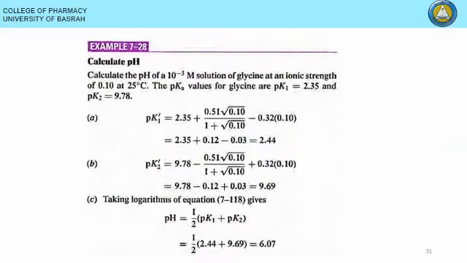And here we have another example for the effect of ionic strength on the amino acid glycine. Glycine is one type of amino acid that has two pKa values, one for the acid part and the other for the basic part. When we try to calculate at different ionic strength, first we convert the pKa into pK prime using the applied equation, and finally solve the problem with the usual equations.